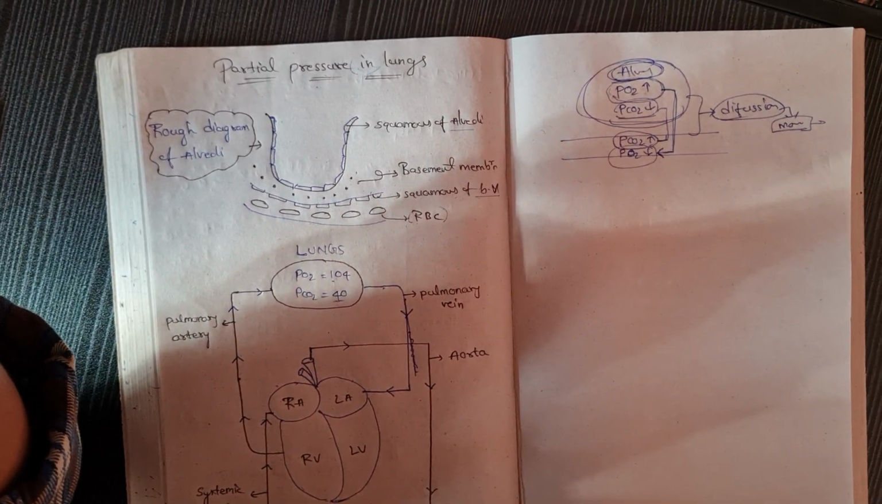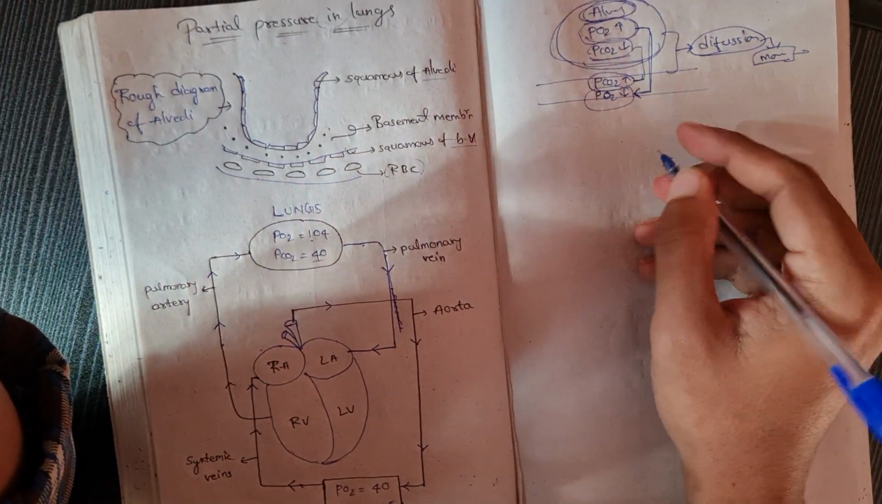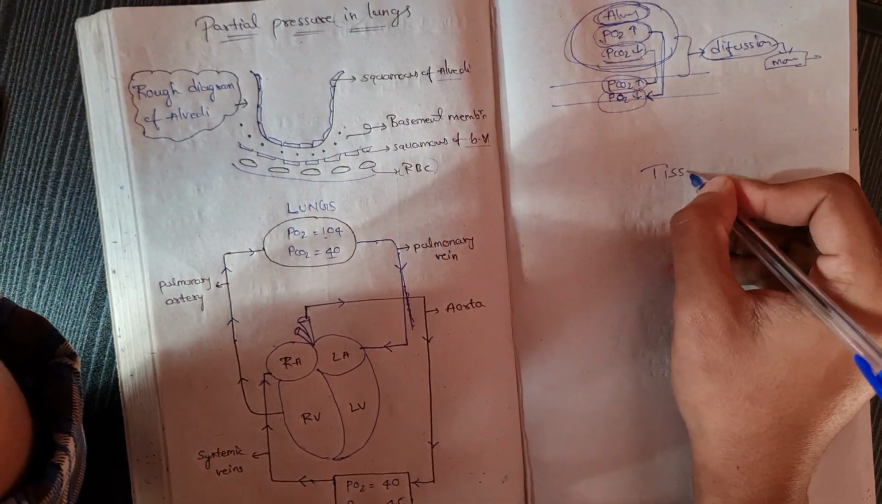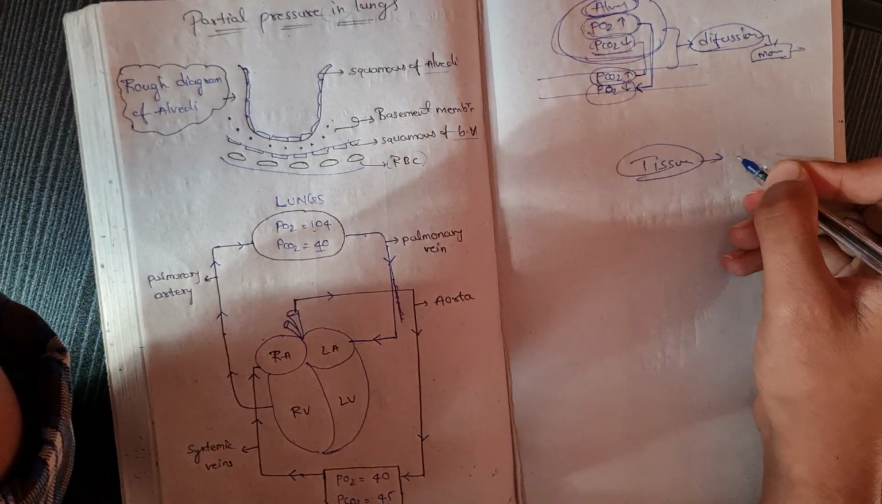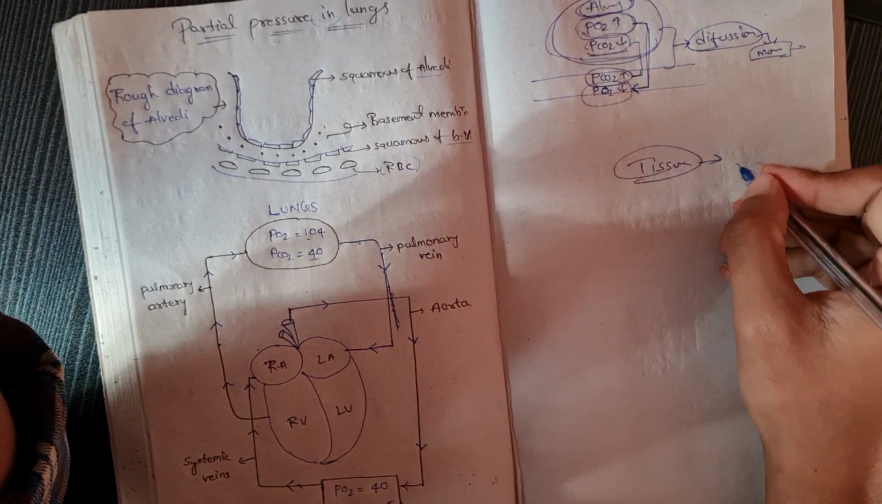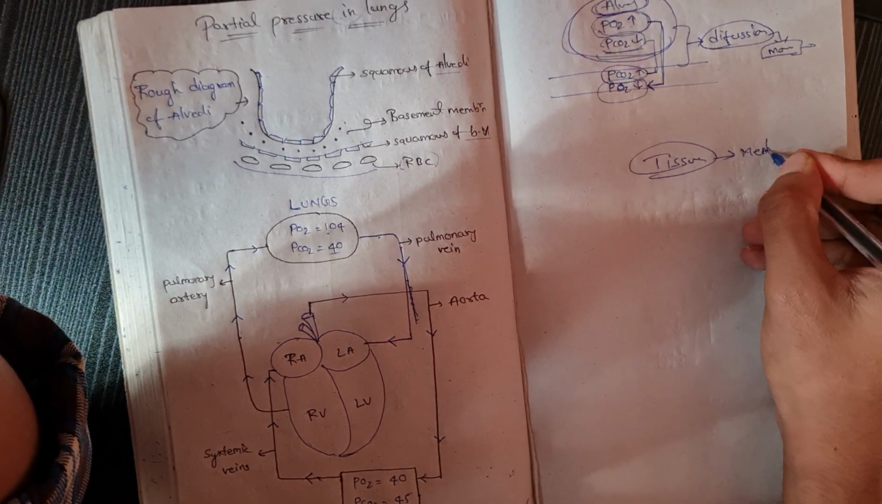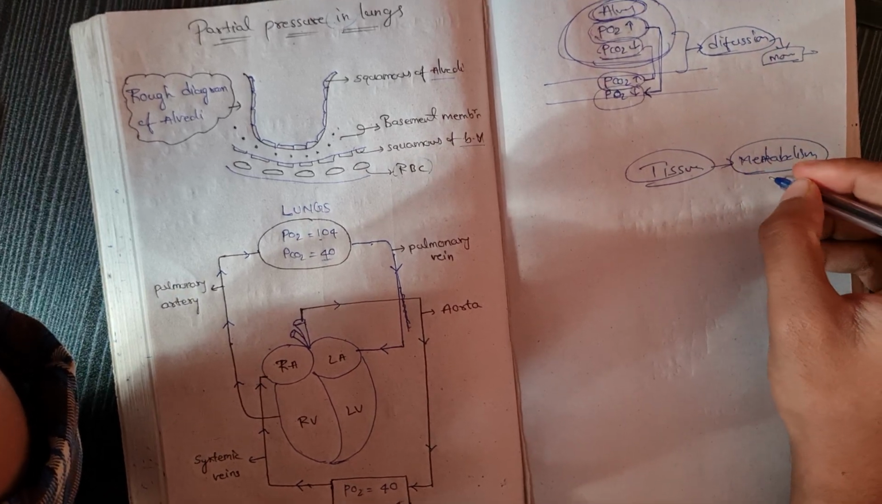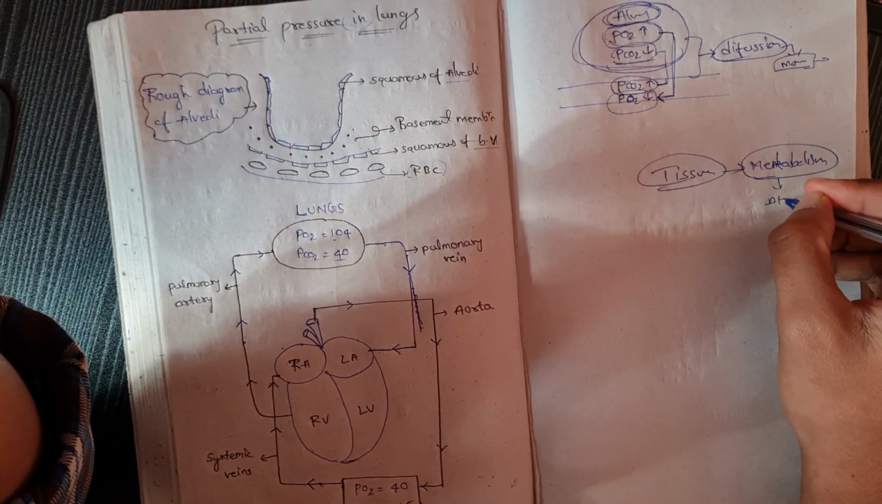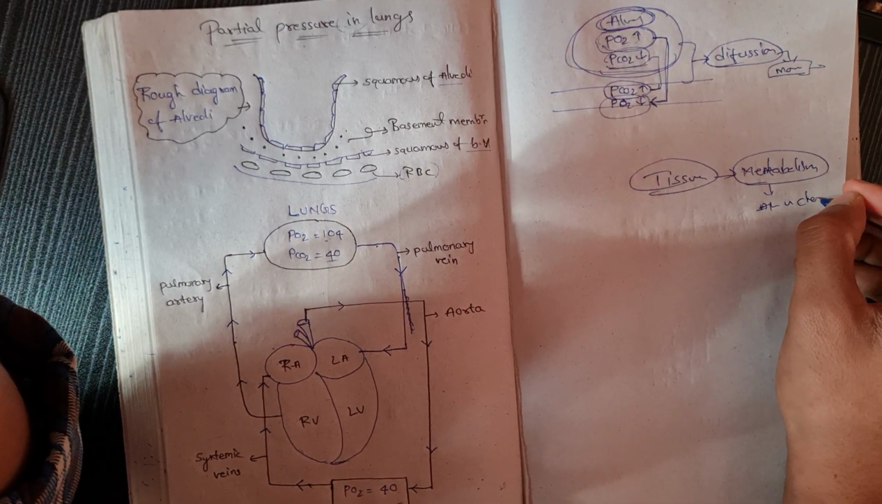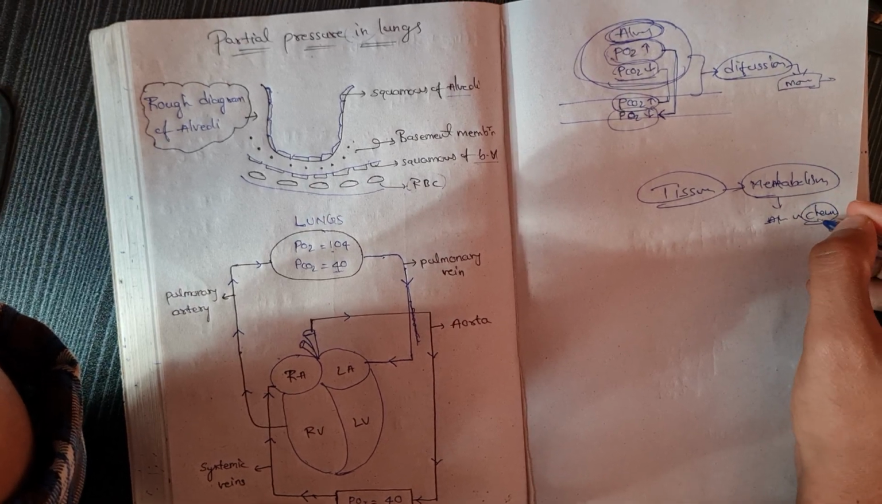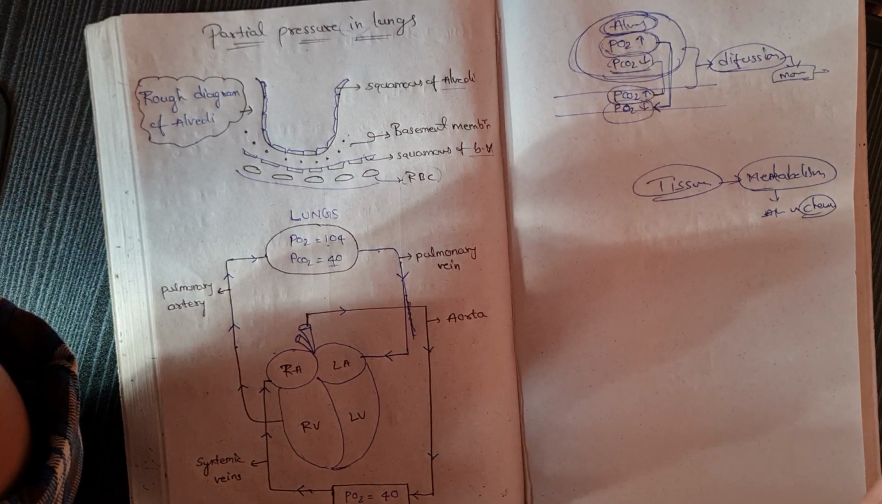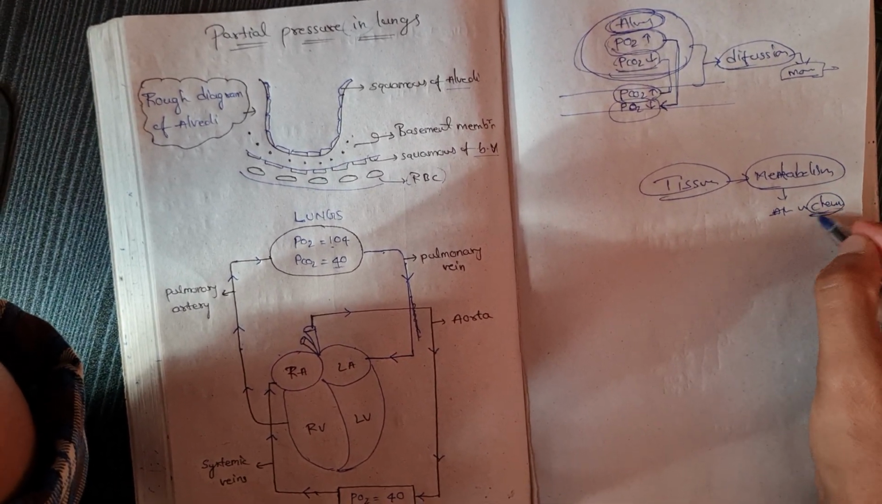And next we should talk about the tissues. What actually will happen in tissues? Okay, now guys. Generally, tissues perform metabolism. What is metabolism? Metabolism means the sum of all chemical reactions.